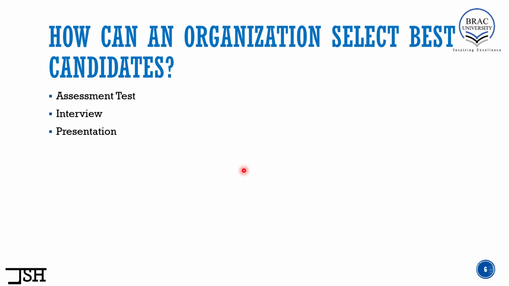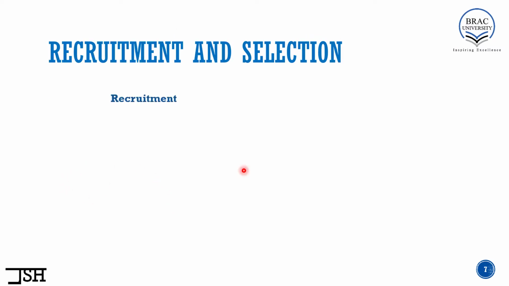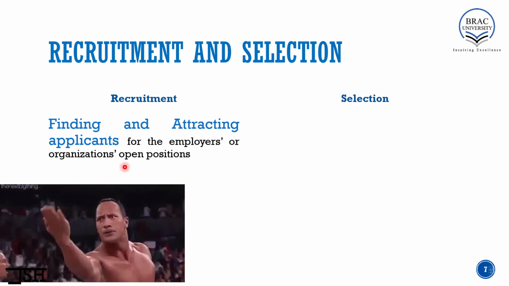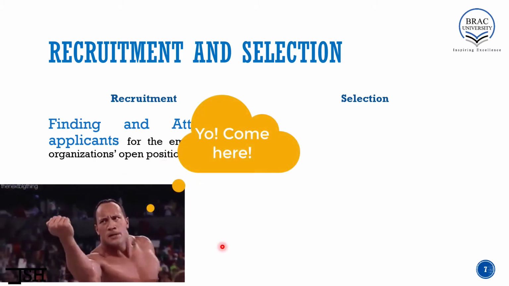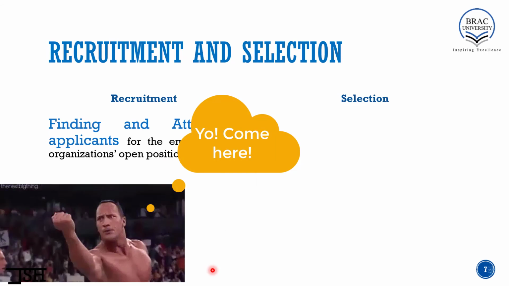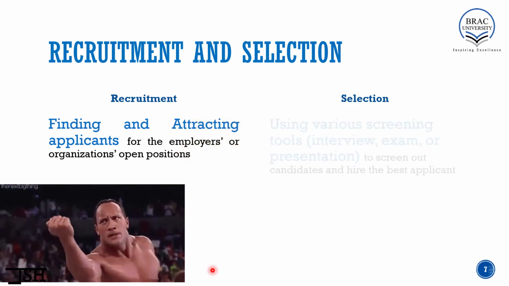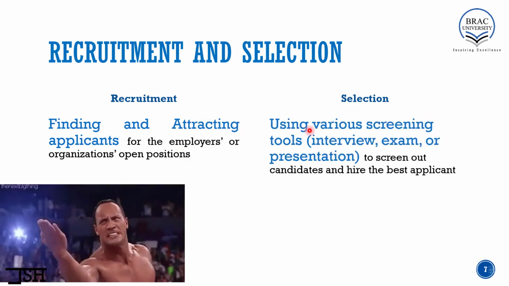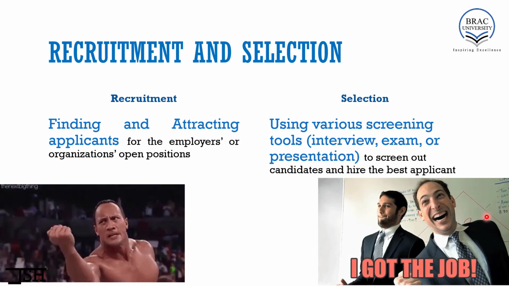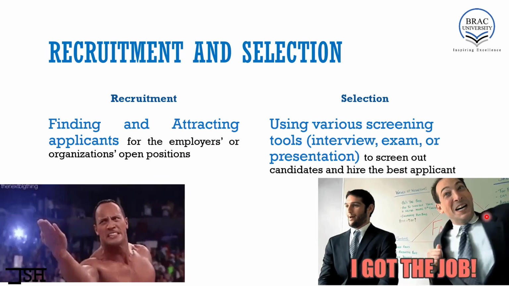So before closing, what is recruitment and selection? Recruitment is about finding and attracting applicants. So here we are basically inviting the applicants to apply. So we want them to apply, right? So we are telling them to come to us. On the other hand, in the selection process, we are using various tools to screen out the candidates and hire the best applicant. That's all for this video.